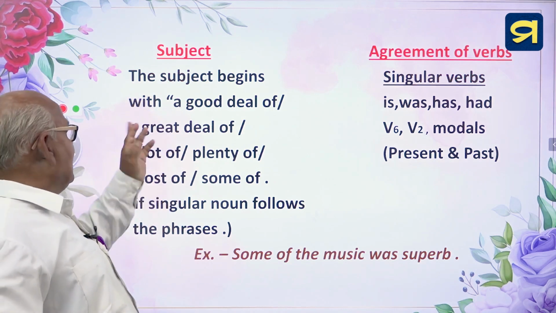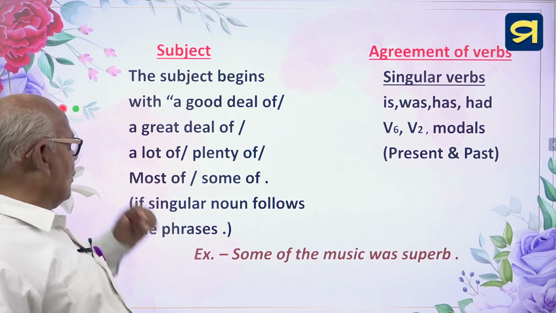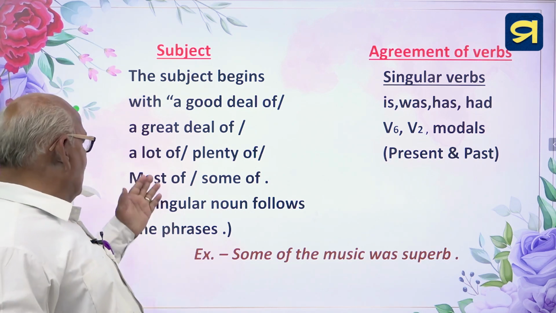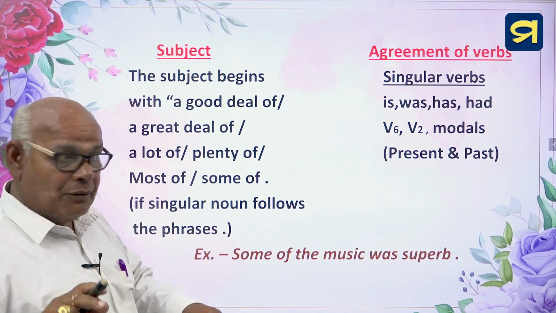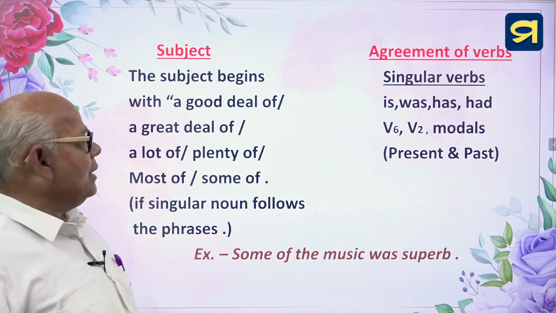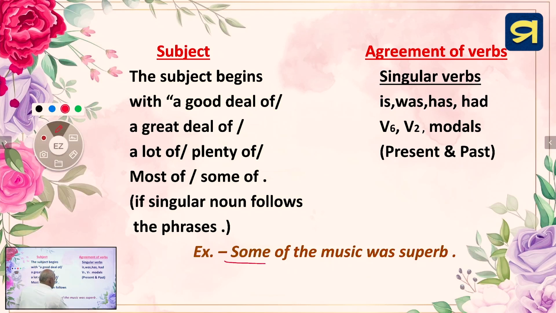If the subject begins with a good deal of, or a great deal of, or a lot of, or plenty of, or most of, or some of, and a singular noun follows the phrases, it takes the singular verb. Example, some of the music was superb. Here the sentence begins with "some of" and it is followed by the uncountable, singular noun music, and it takes the singular verb "was".